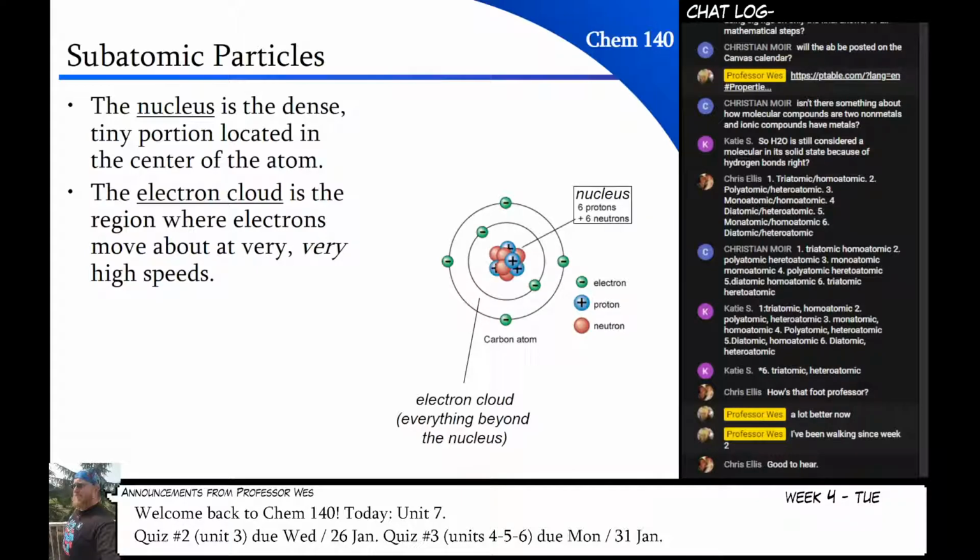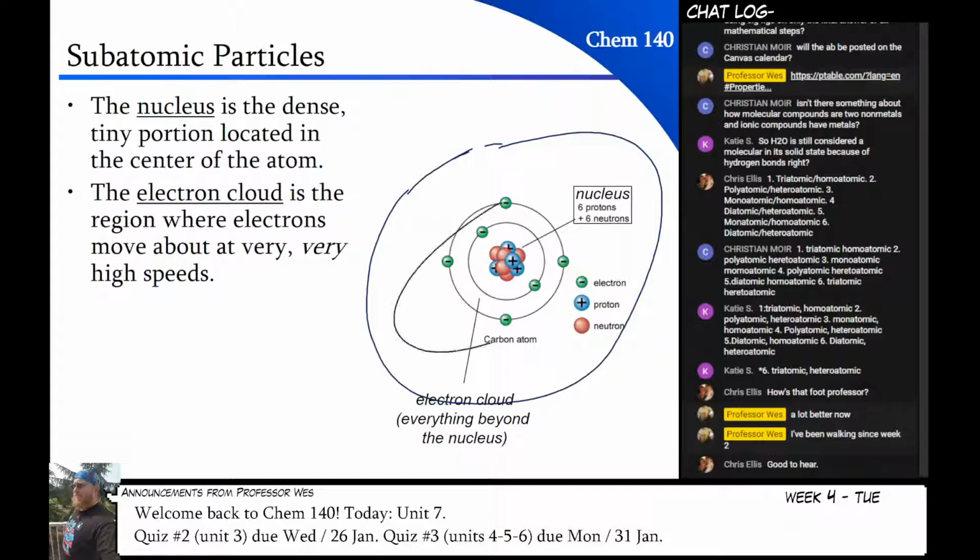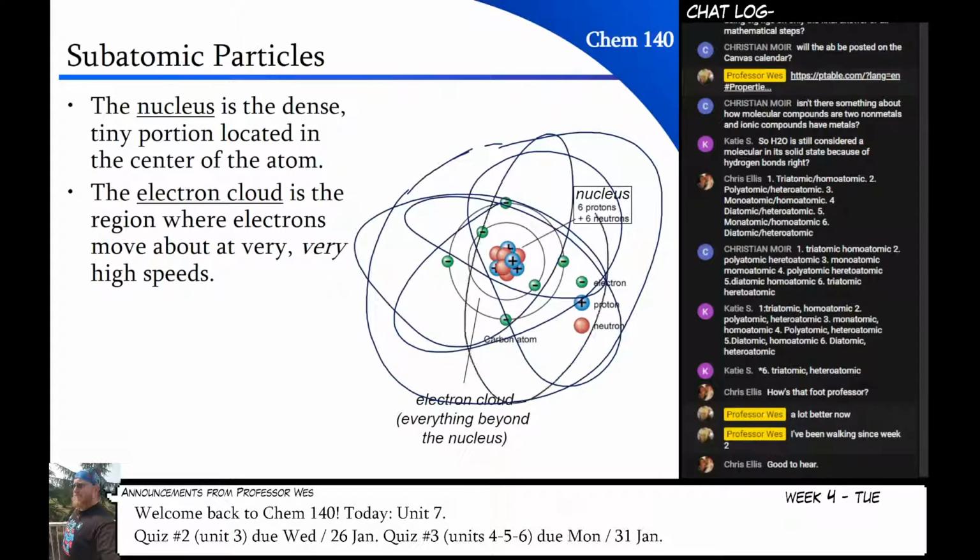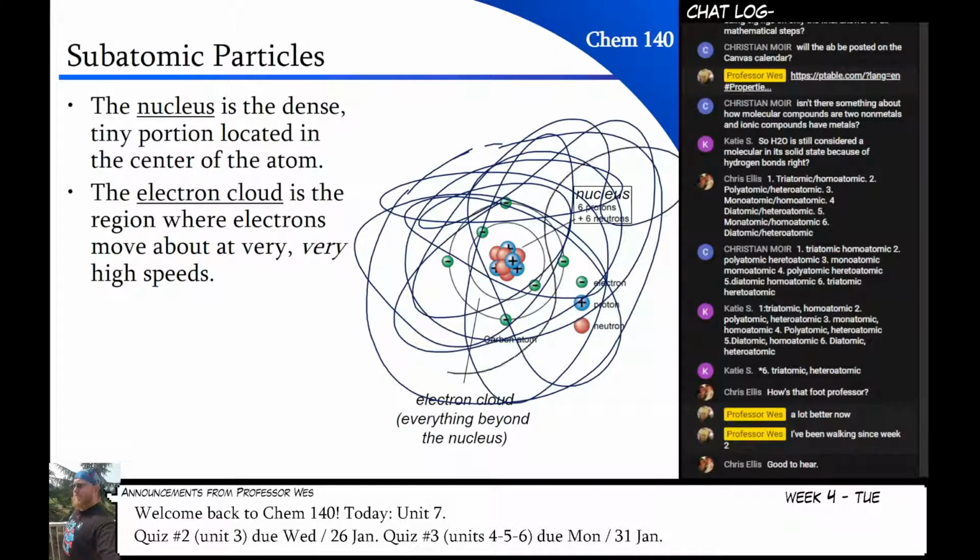Outside of the nucleus is the electron cloud, and in that region, electrons fly around at very, very high speeds. Now, the electrons are not bound to these constrained sort of ring systems. They can actually fly around wherever they want to. So the electron cloud is just the region in which the electrons can be, but the actual path of the electron can be anything like that it wants to be. And as you can see, it eventually carves out a sort of spherical region.